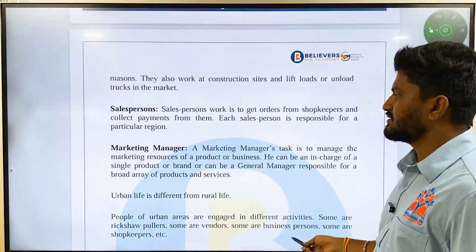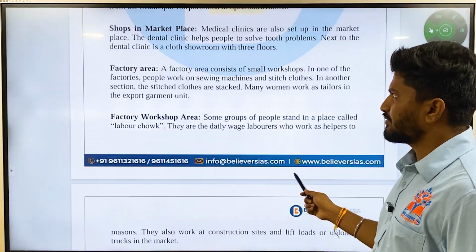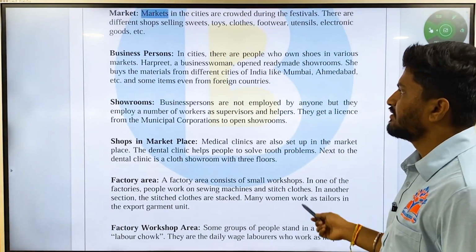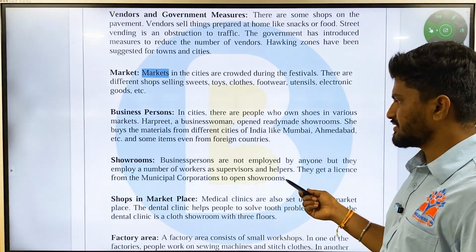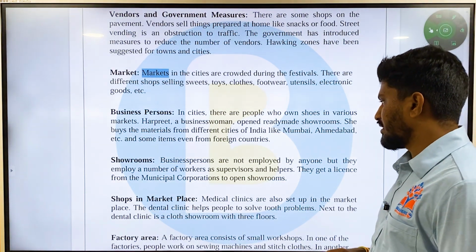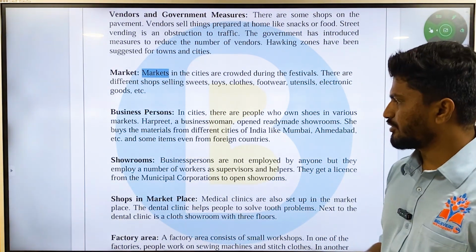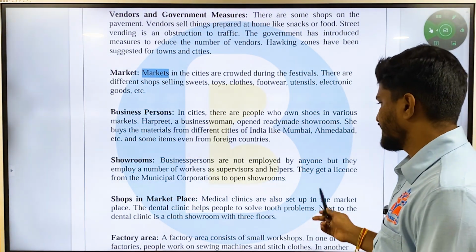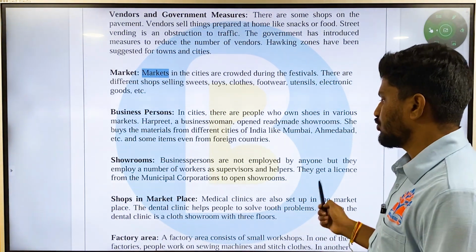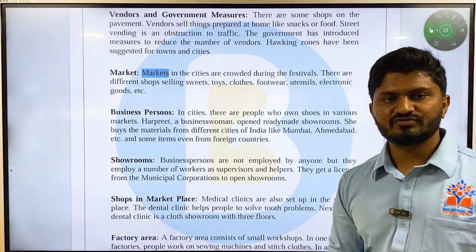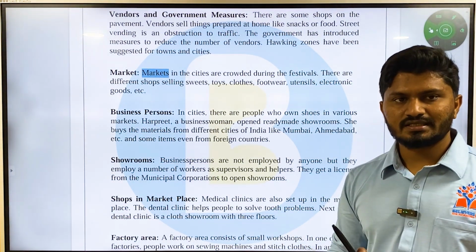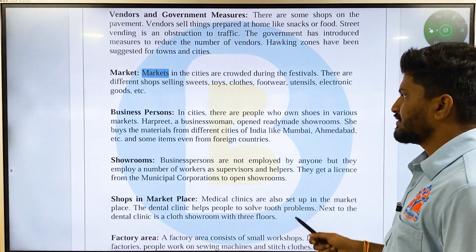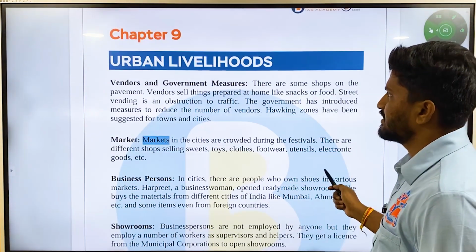So I explained this: salesperson, marketing manager, factory workshop area, factory area, showrooms. Showrooms are owned by business persons who are not employed by anyone, but they employ a number of workers as supervisors and helpers. They get a license from the municipal corporation to open the showrooms. Normally you might have seen showrooms for bikes, showrooms for cars, etc. Those are called showrooms. And business persons, we have explained market, we have explained vendors.